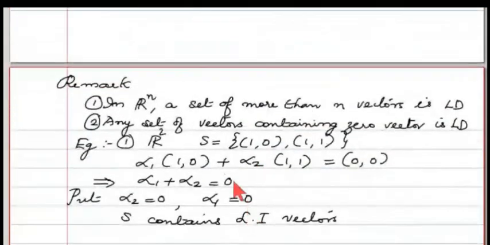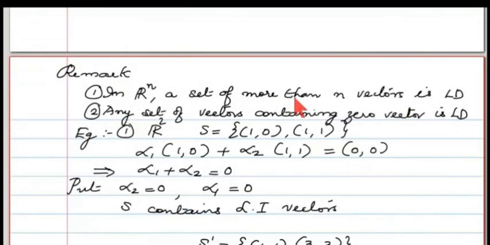Remark: in Rn, a set of more than n vectors is linearly dependent, and any set of vectors containing the 0 vector is linearly dependent. First example: in R2 we can consider two vectors, 1 0 and 1 1. We need to check whether these two vectors are linearly dependent. Alpha 1 times (1, 0) plus alpha 2 times (1, 1) equal to (0, 0). Equating the first and second components, we get alpha 1 plus alpha 2 equal to 0, and from the second component, alpha 2 equal to 0. Putting alpha 2 equal to 0 in the first equation, we get alpha 1 equal to 0. So S contains linearly independent vectors.